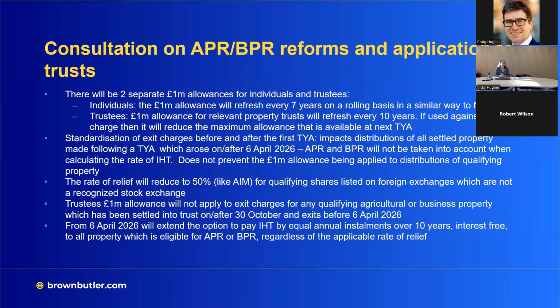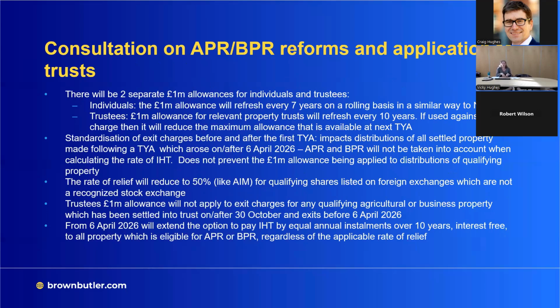So some of the key things that have come out of that and have given us a bit more clarity are that there will be 2 separate £1 million allowances for individuals and trustees, and that for individuals, the £1 million allowance will actually refresh every 7 years on a rolling basis. And so that £1 million allowance for business property relief and agricultural property relief will work in a similar way to the £325,000 nil rate band.